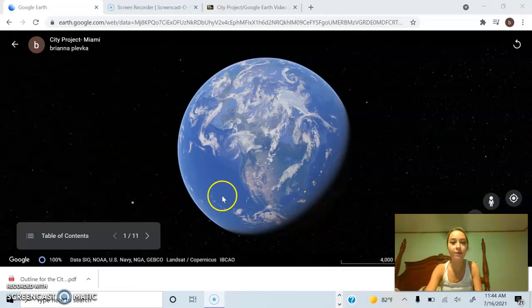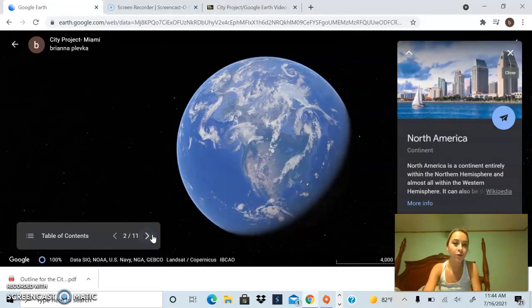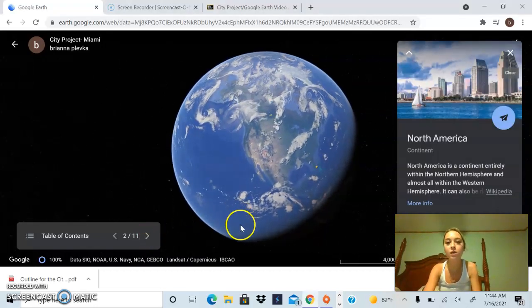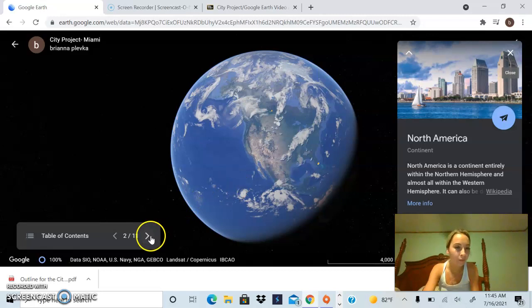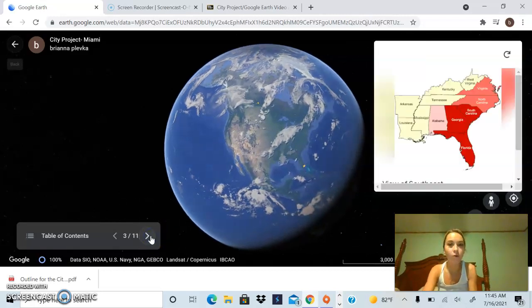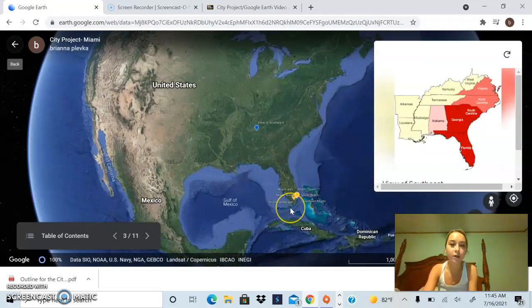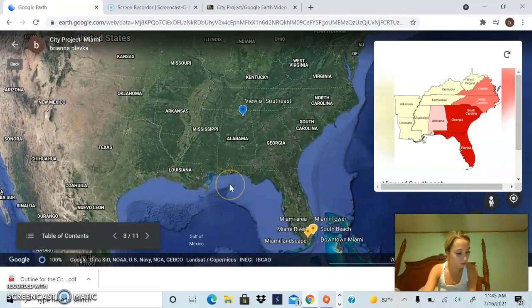Hi, my name is Brianna Plefka, and for my city project, I chose to do Miami, Florida. Now, this is just a view of the globe, and now we're going to zoom in, and I'm going to show you North America, which is where Miami, Florida is located. And then now we're going to go to the southeast portion of the United States, which is where Miami is located.